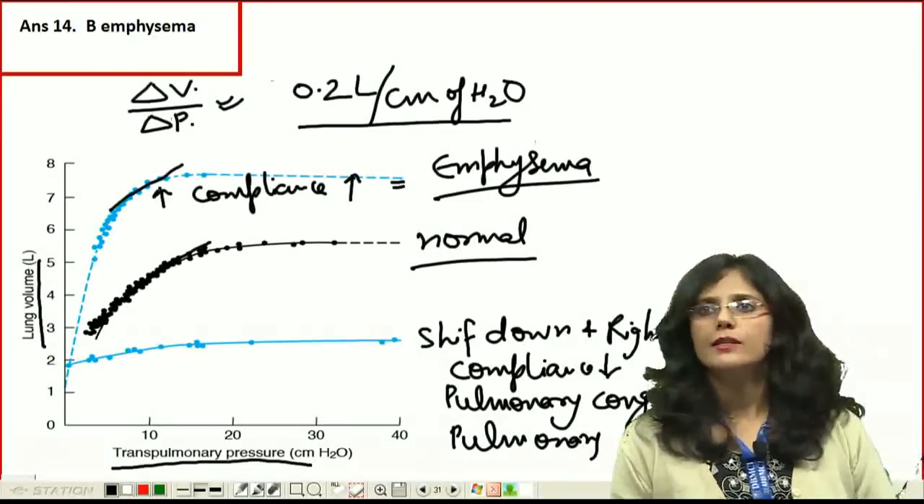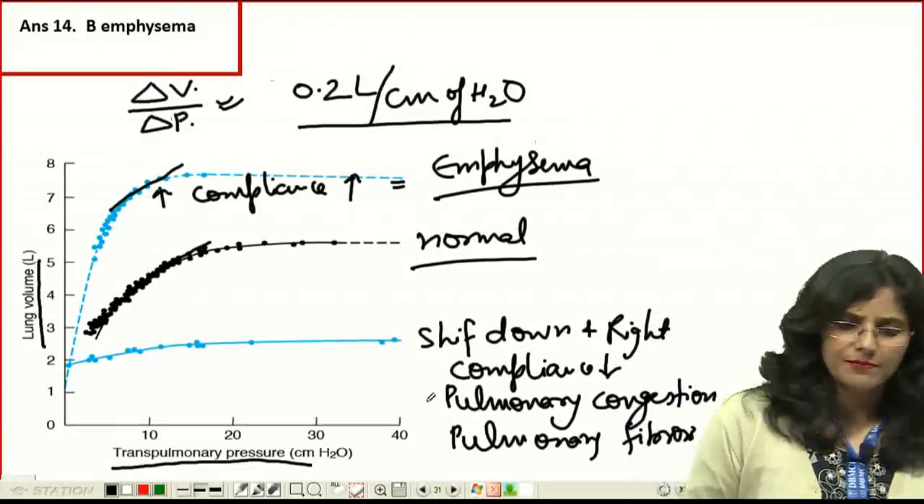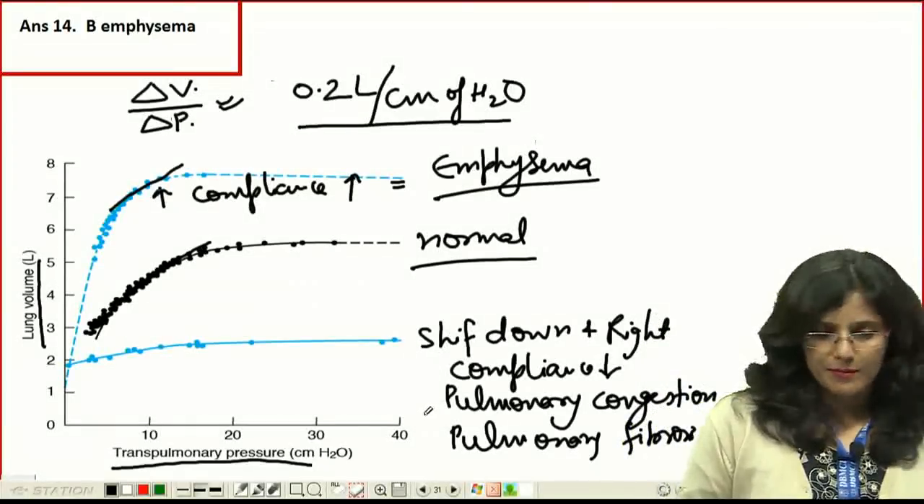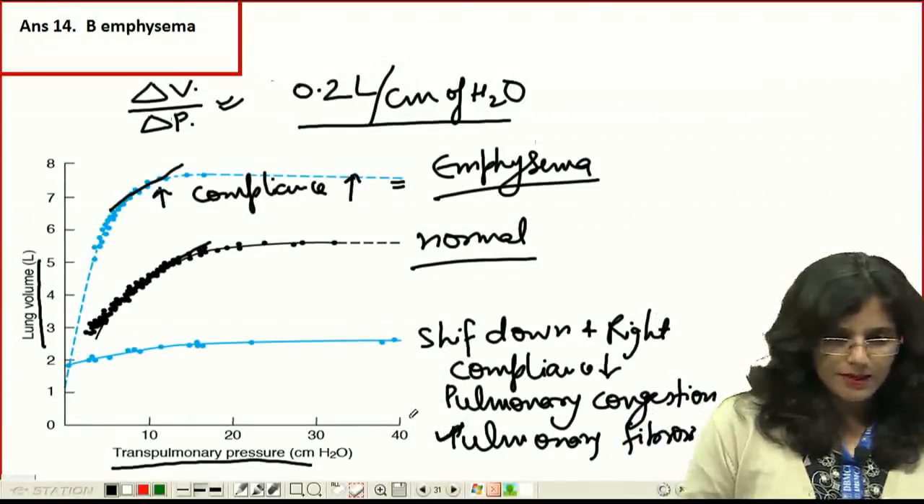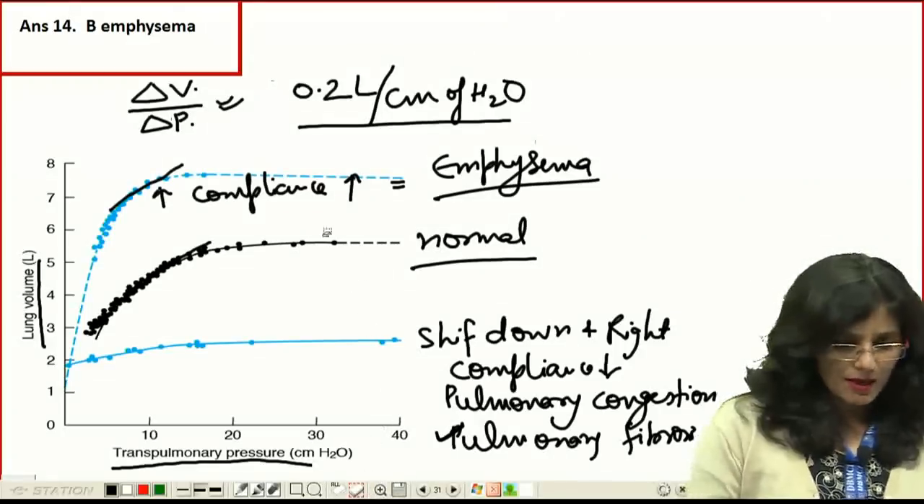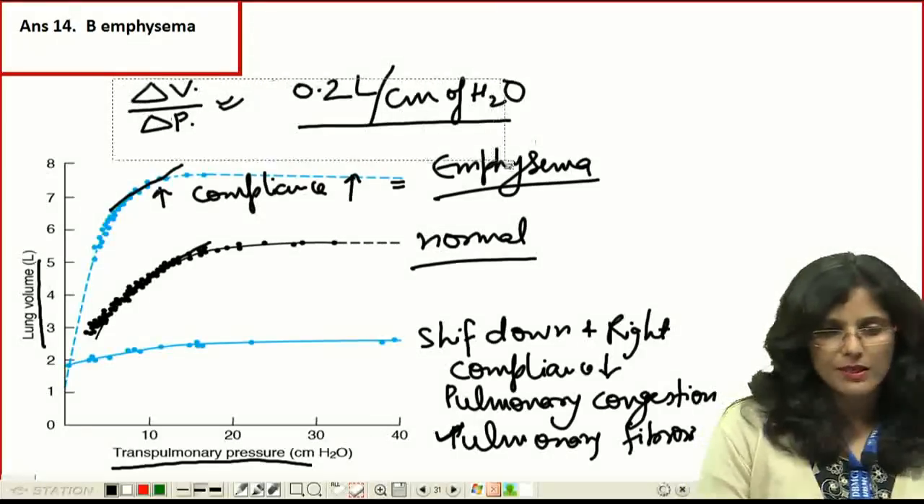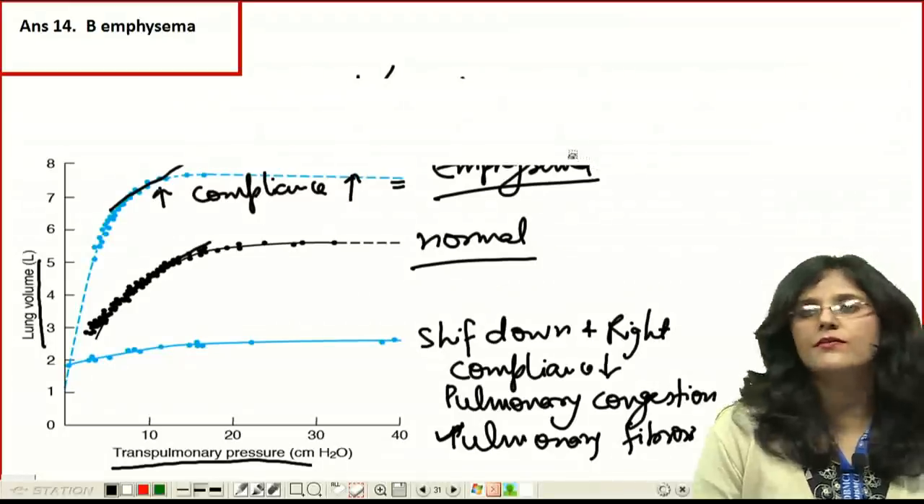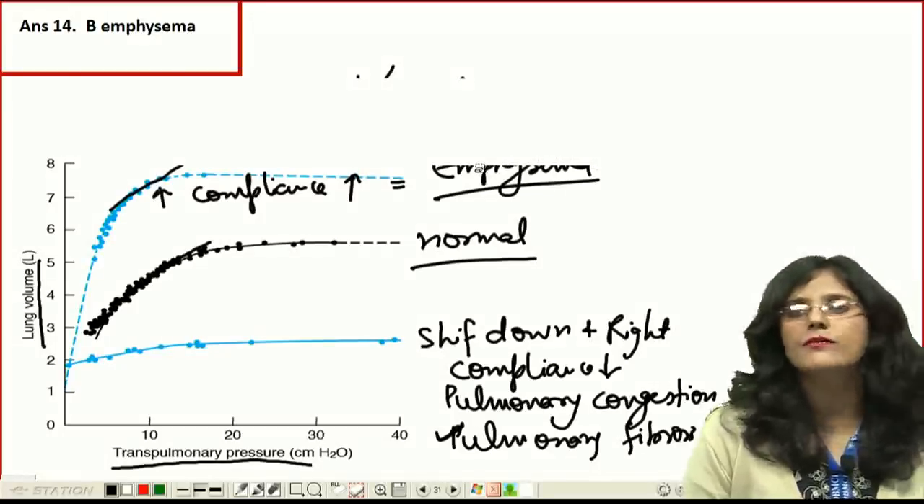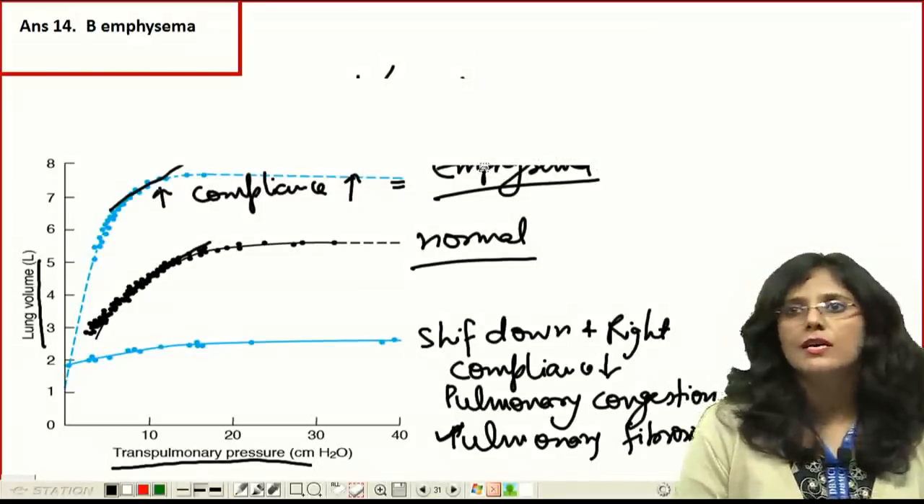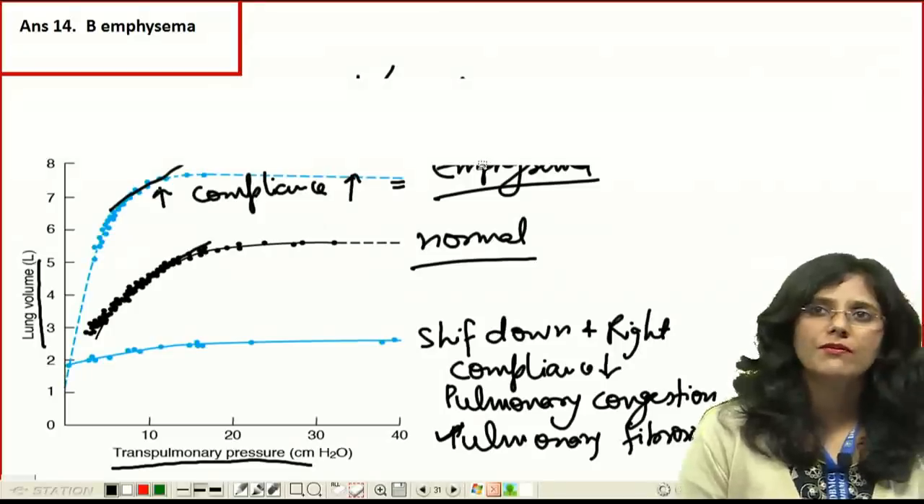Pulmonary fibrosis is the condition where there is scarring and stiffening of the lung, and it is very difficult to stretch the congested lung or the fibrosed lung.